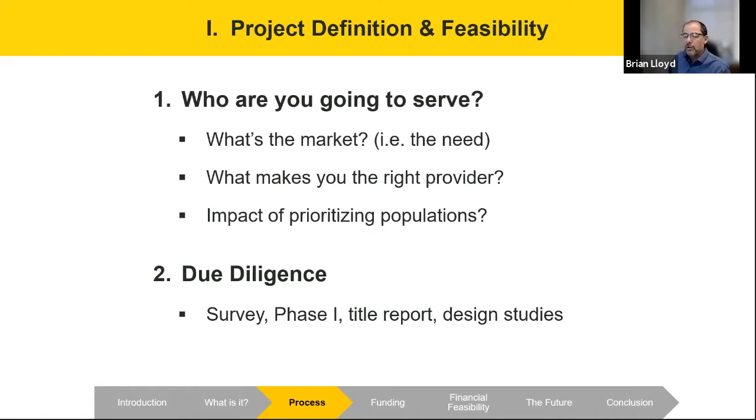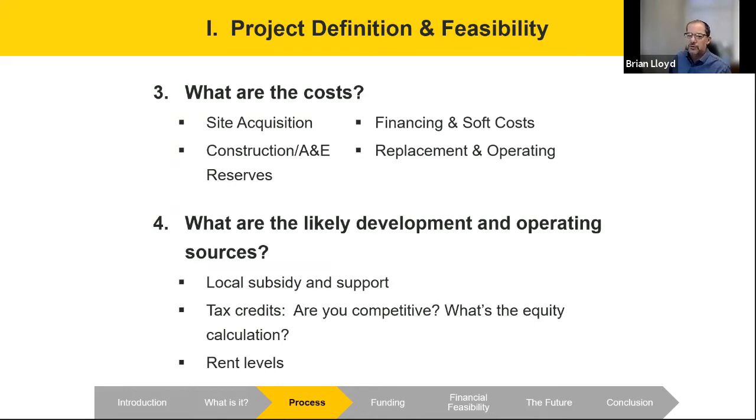So once you've decided population, location, then you would do the standard due diligence for a real estate development process, figuring out what are the conditions of the site. Are there environmental conditions? Are there title conditions? Surveying the property to see if there are easements, utilities, or other issues, doing initial design studies. And then you start to build your initial pro forma. What are the costs and what are the likely sources that you can bring to the project?